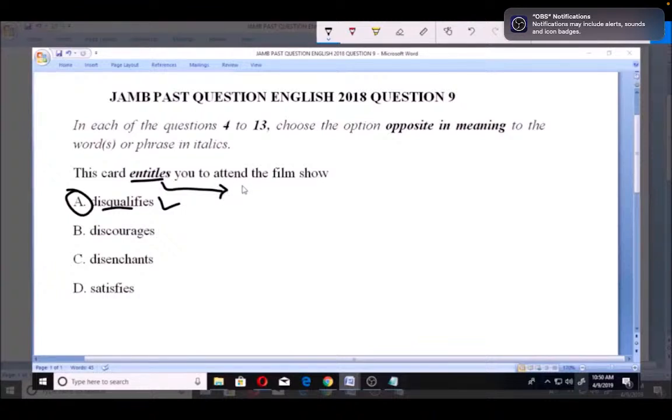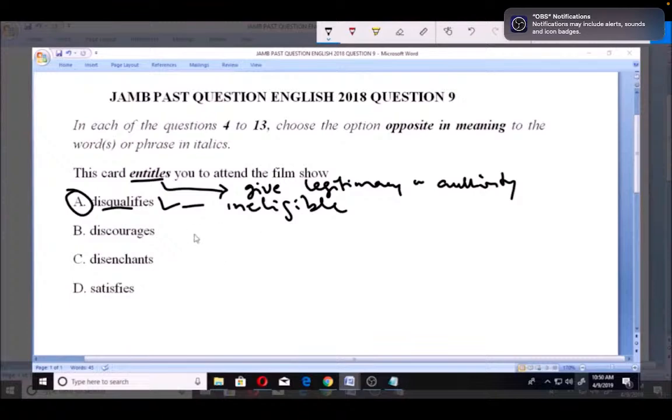So let's look at entitle. It simply means to give somebody the authority to do something, to give legitimacy or authority to do something. Now, disqualifies means to deny somebody or to declare somebody ineligible to do something. That means you cannot attend.